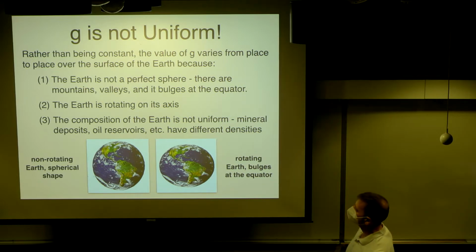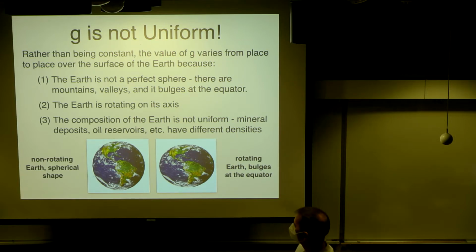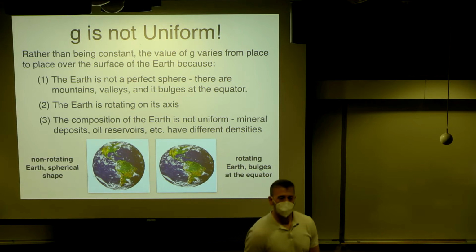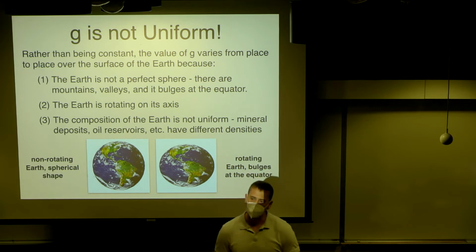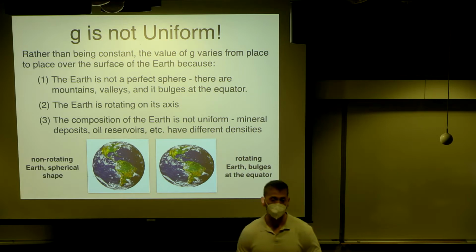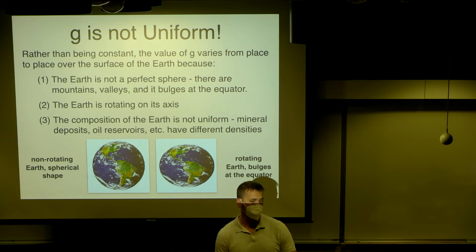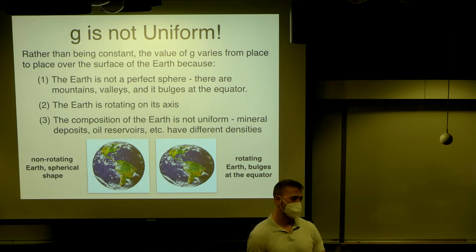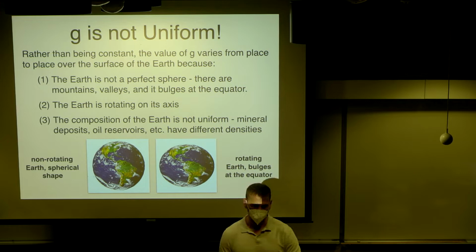So let me explain a few different ways this is the case. Rather than being a constant, the value of little g varies from place to place over the surface of the Earth. One of those reasons is that the Earth is not a perfect sphere. Everything we've been dealing with so far when it comes to gravity assumes perfectly spherical bodies. The Earth is pretty close to a perfect sphere, but not quite. For one, the Earth is not perfectly smooth. It has mountains, valleys, and all kinds of features on its surface. That makes it not perfectly spherical.